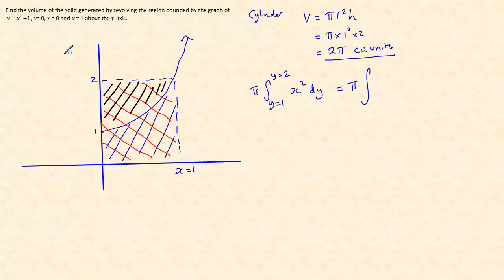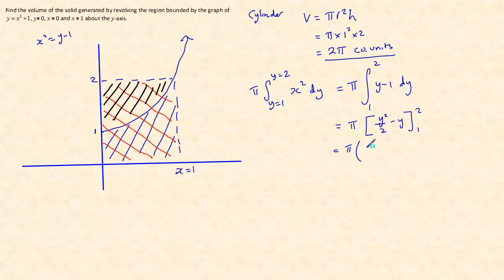Now, y is x squared plus 1 is the curve, so x squared is going to be y take away 1. So that's going to be y take away 1 dy, and that's going from 1 to 2. So that's going to be pi, y squared over 2 take away y from 1 to 2.